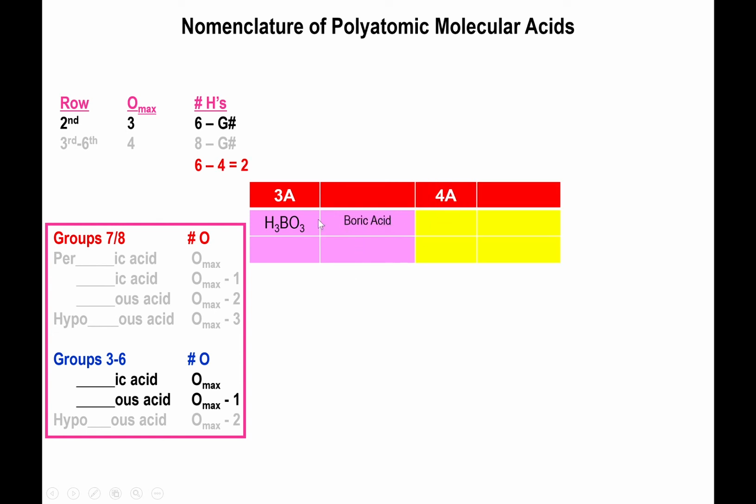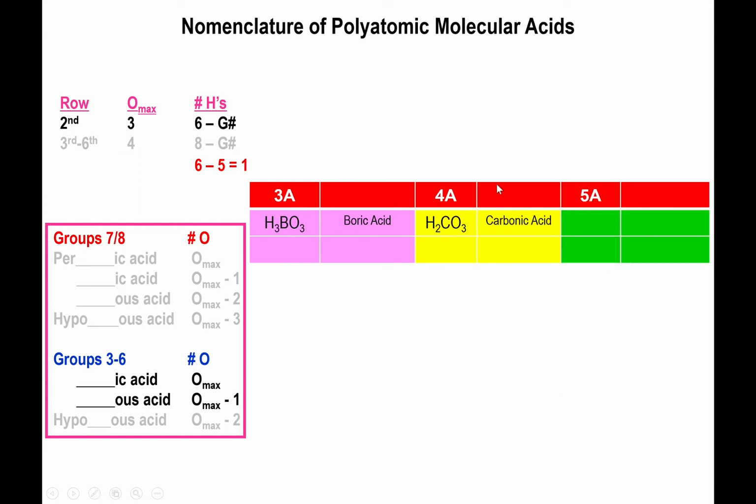Alright, moving on to group 4. Same idea. If we are in the second row, we can only have a max number of 3 for oxygen, and we use 6 minus the group number. 6 minus 4 says that we need 2 hydrogens, so we have H2 followed by C, which is the element in group 4 on the second row, and the 3 oxygens. Based on the table, this ought to be called carbonic acid. Alright, and then the next one, group 5. This is where nitrogen is located on the second row. Group 5, 6 minus 5 tells you that you only need 1 hydrogen, 3 oxygens max, so this will be HNO3. And based on the table, this ought to be called nitric acid. For nitrogen, as opposed to carbon and boron, you actually have one more possibility, HNO2, which based on the table ought to be called nitrous acid.